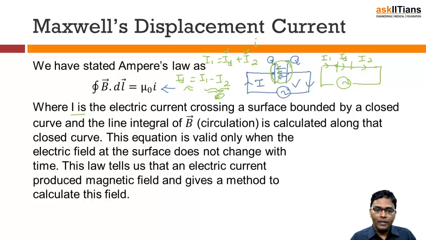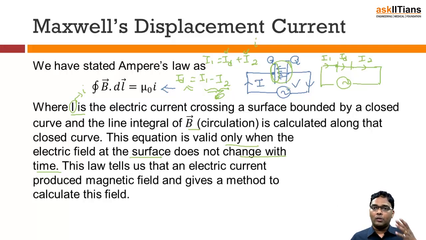Now let's try to understand it here. So here B dot dl is equal to mu naught I, sorry, this should have been small i. So this is the electric current crossing a surface bounded by a closed curve. Again, as I mentioned, it should be closed, only then the current can flow. And the line integral of B is calculated along that closed curve. This equation is valid only when the electric field at the surface does not change with time. Here it does.